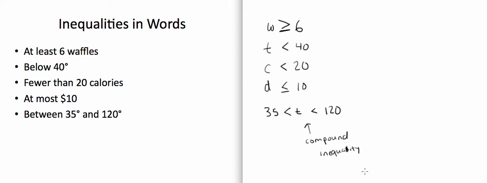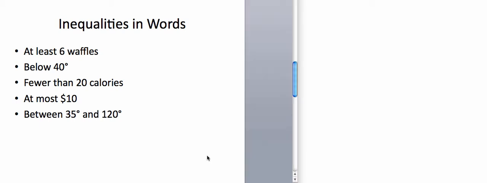So we have a compound inequality there. It puts two inequalities into one thing. So this would basically be saying T is greater than 35 and T is less than 120. So that's this written that way. Math people like this version better than this version. So those are some inequalities in words.